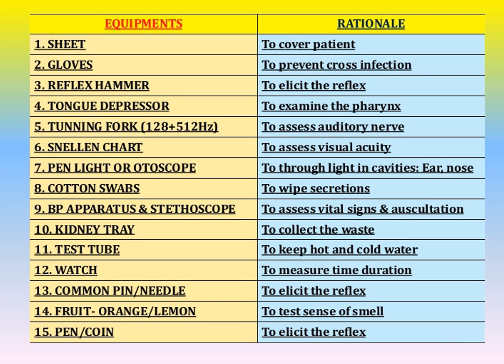signs and do the auscultation, and the kidney tray to collect the waste, and test tubes to have hot and cold water to assess the sensation, and a watch to measure time duration, and a common pin or needle to elicit the reflex, and fruit, or even we can use shampoo or coffee powder, whatever it may be, in order to test the sense of smell, and the pen or coin to elicit the reflex.